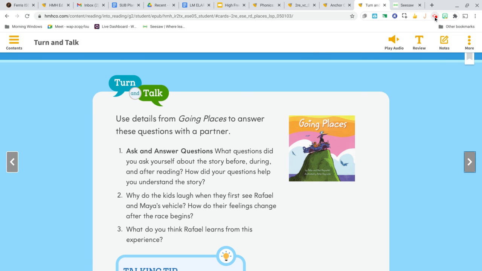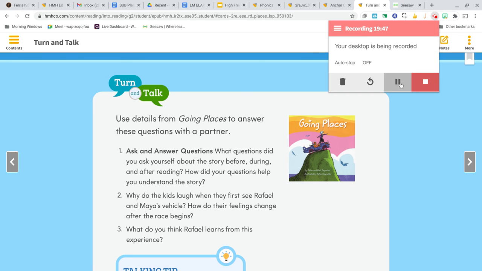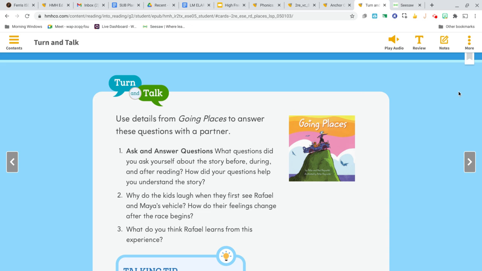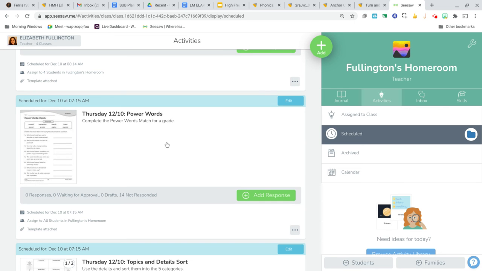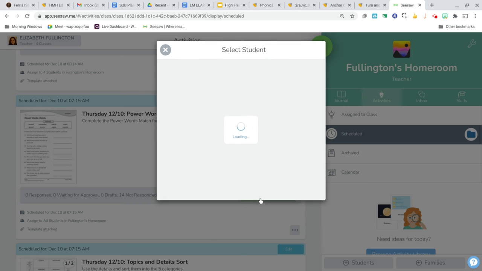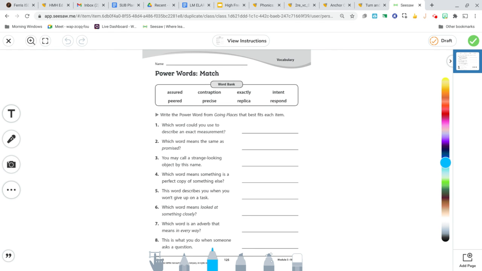Okay. I'm going to go ahead and show you in Seesaw what you're going to do. After you read Going Places with your class, you're going to go to Seesaw, and you're going to do the activity that says Thursday, 12:10, power words. It says complete the power words match for a grade. So I'm going to add a response. And it's over the same exact words that we used in our lesson for today. So it says, write the power word from Going Places that best fits each item.